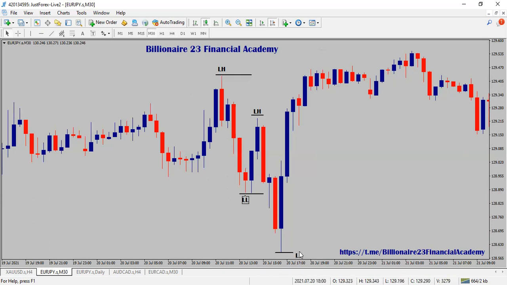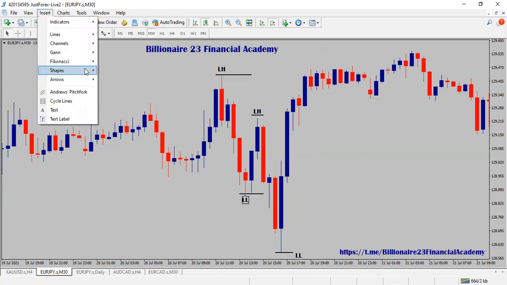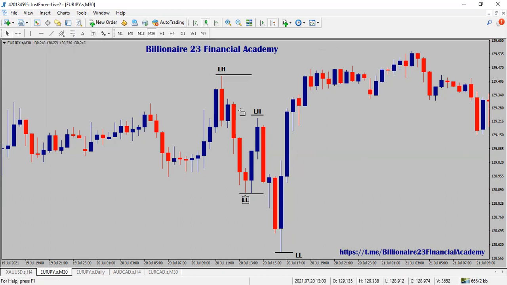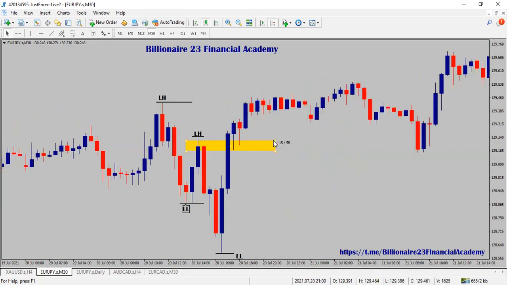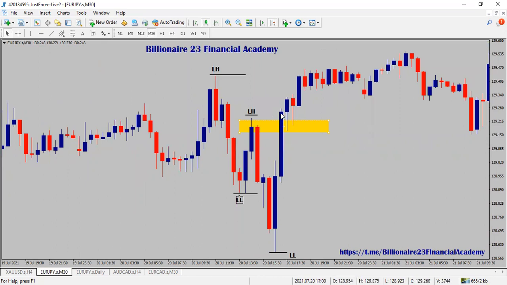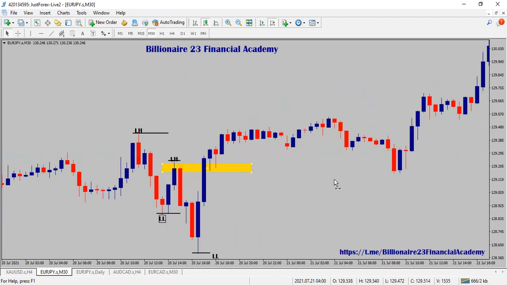And then where did the change in trend occur? Where did the lower high get broken? It got broken here. Which candlestick broke it? This one. It gave us an indication that the trend may be about to change, and it did.